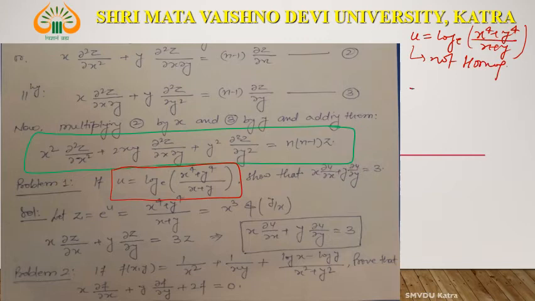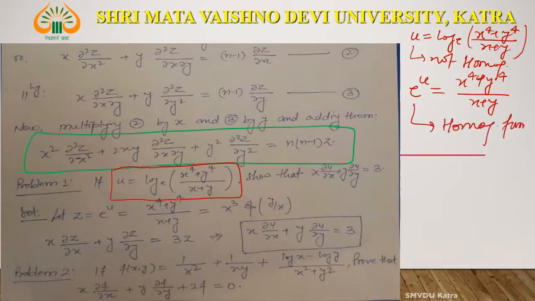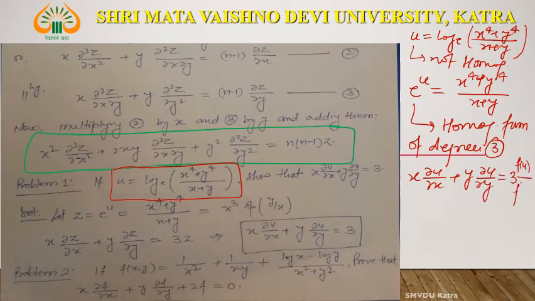but take the exponential on both sides. e to the power u is equal to x to the power 4 plus y to the power 4 divided by x plus y, right? This e to the power u is a homogeneous function of degree 3, right? Then apply the deduction of Euler's theorem. That is, x del u by del x plus y del u by del y is equal to n into f of u divided by f dash u, that is 3 into f of u divided by f dash u, right? What is f of u? e to the power u. What is the derivative of e to the power u? e to the power u. This is equal to 3.